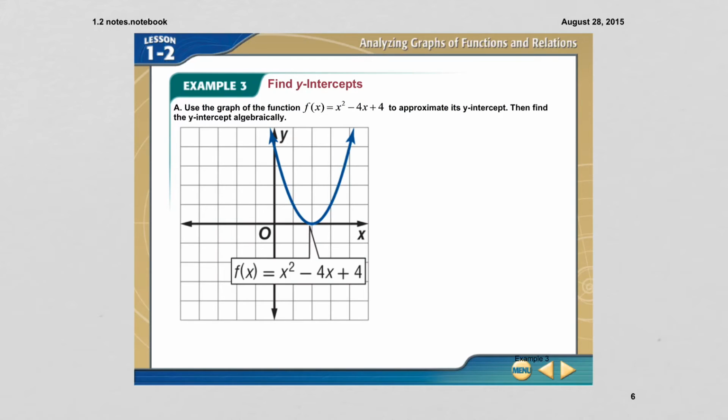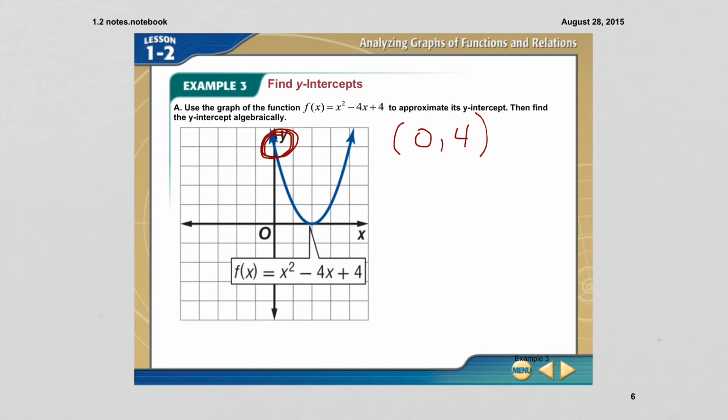Okay, we're going to find the y-intercepts of a function graphically, and then we're going to find the intercepts algebraically. Well, the y-intercept is all we're looking for, and that's where it crosses the y-axis. If we look, we see that it crosses the y-axis right here. Well, that's 1, 2, 3, 4 up on the y-axis, so that's the point (0, 4). That is my y-intercept if I'm looking at it graphically.